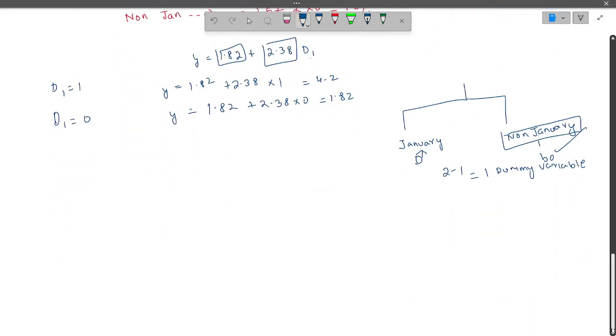So let me give you an example. We are trying to predict a company's EPS in each of the 4 quarters, right? So there are 4 groups or 4 quarters. So how many dummy variables should we create?